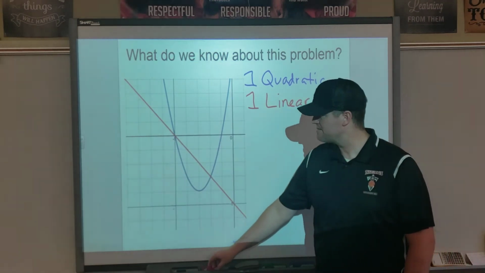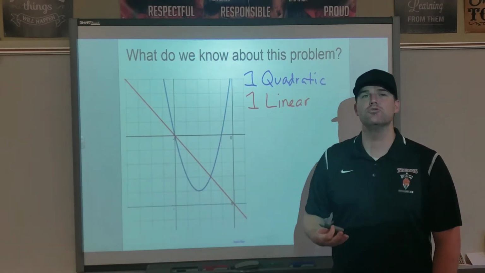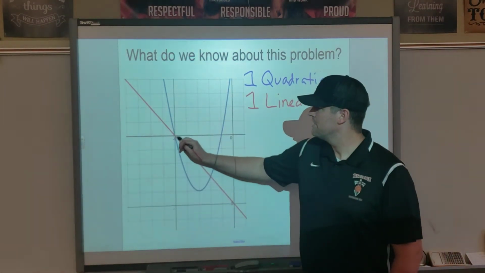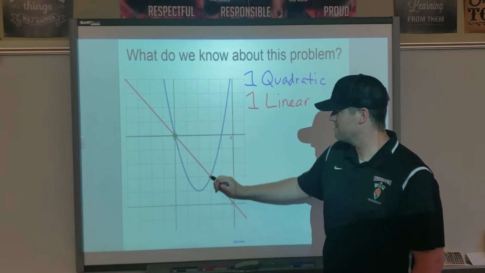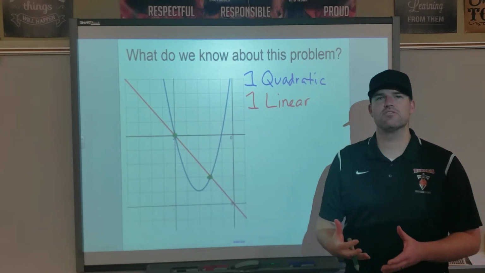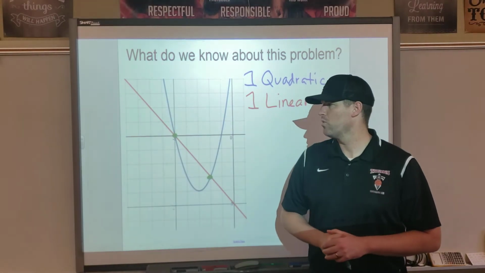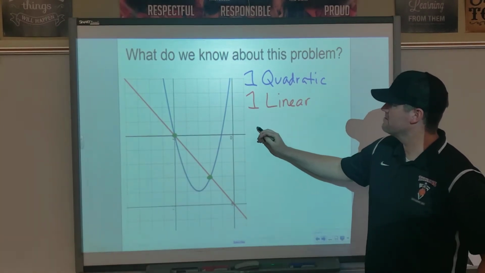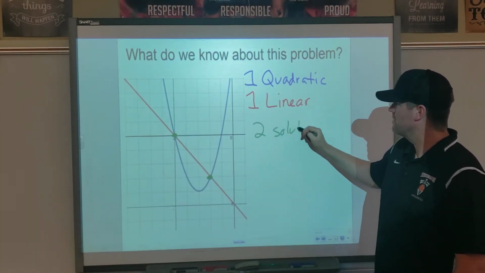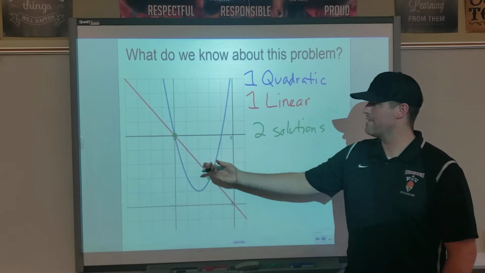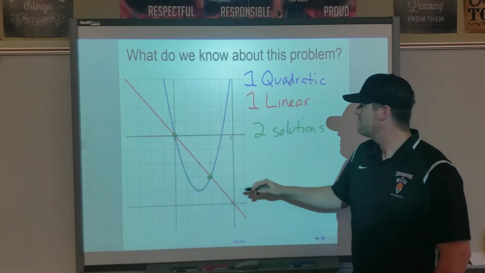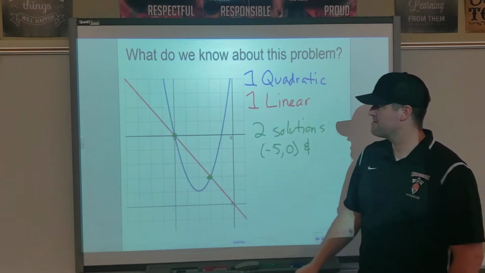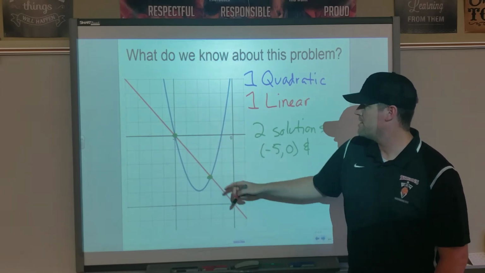What else do we know about this? Well, let's go with this. How many solutions does this system have? That's right, it has 2. It has this solution here and this solution right there. Because we know that solutions are the points that they have in common, or the ordered pairs that would work for both equations. And so we know it has 2 solutions. And we can identify those solutions by simply looking at where the 2 graphs cross. So our first solution is -5, 0. And our second solution is -2, -3.